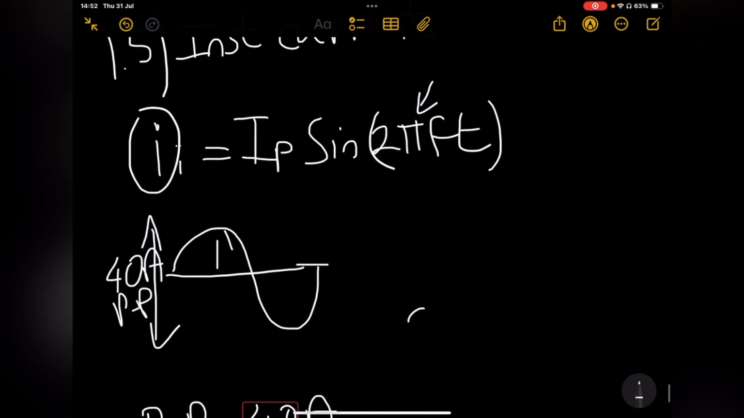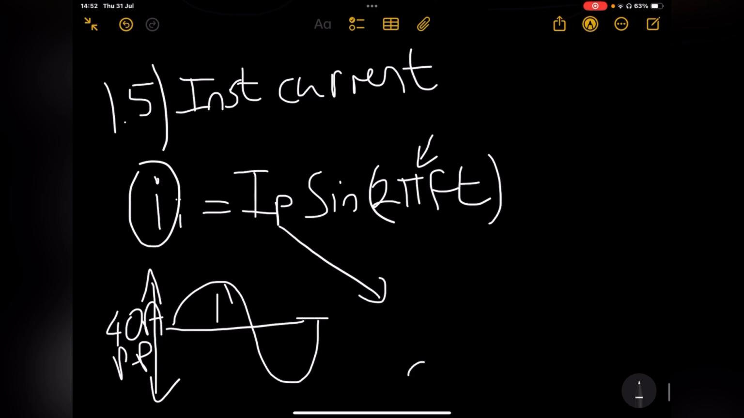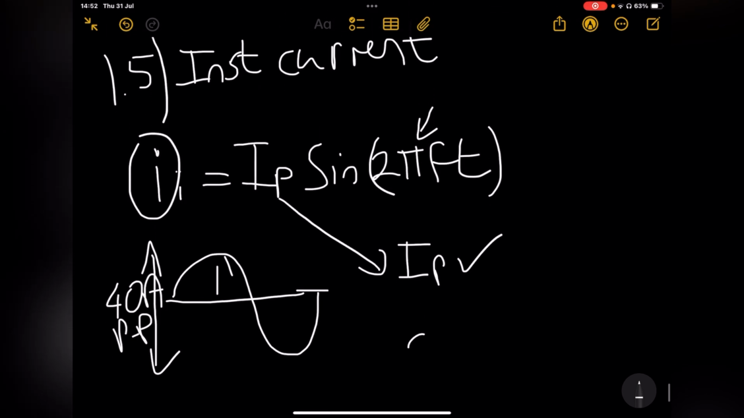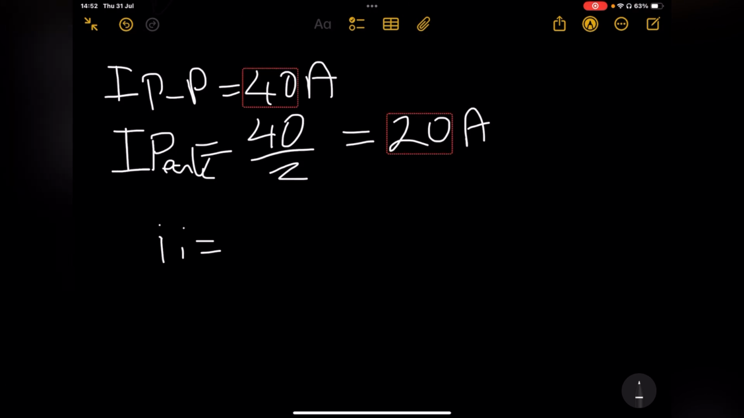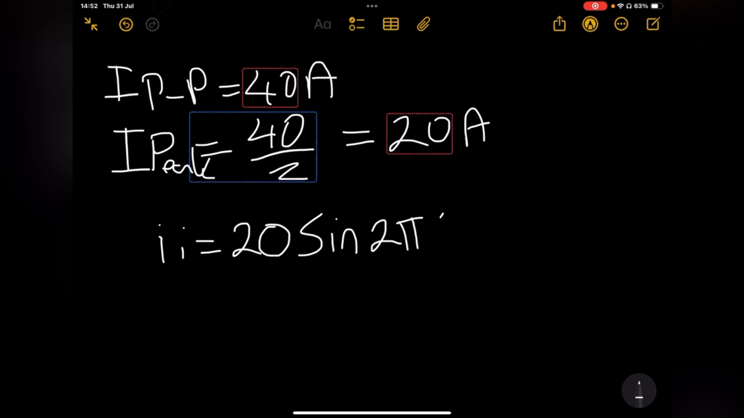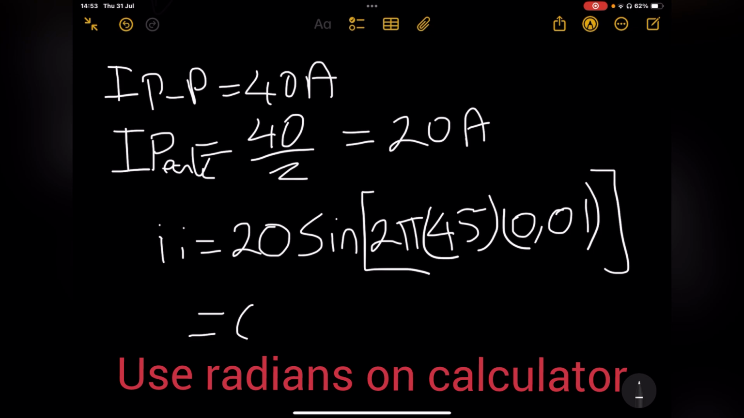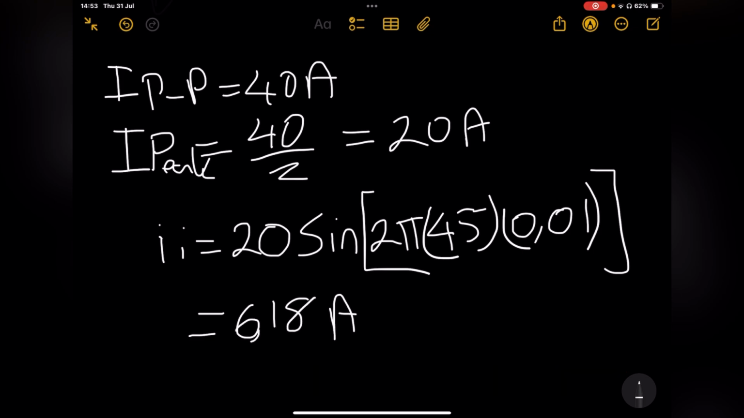All right, now we have our peak value that we can go and apply. We have Ip, check. We've derived that from peak to peak. We have the rest of the values. Instantaneous value of current is 20 sine 2 pi. We made our new frequency 45, and t is 0.01, then equal to 6.18 amps is the instantaneous current.